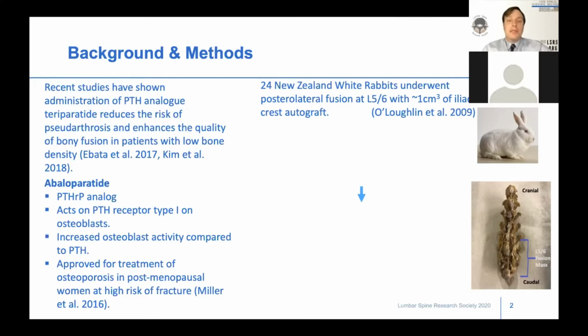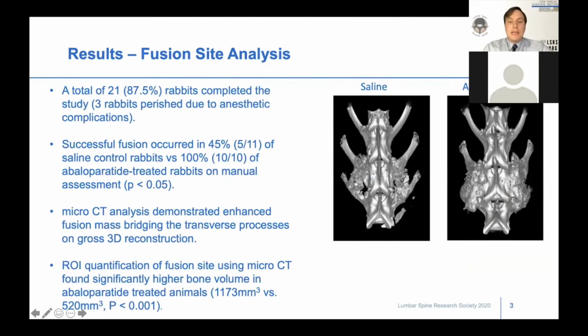For the fusion site analysis, 21 of 24 rabbits completed the study. 45% of spines were successfully fused in the control group, whereas 100% of the spines were successfully fused in the abaloparatide group. Pictured on this slide is an example of a notable difference in the fusion volume mass on 3D micro CT reconstruction, which was our region of interest between the abaloparatide and saline treated groups, and this difference was statistically significant.